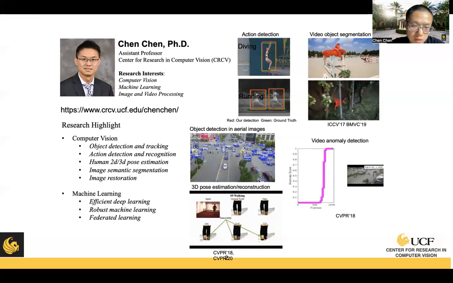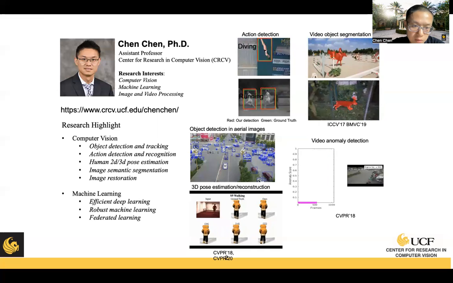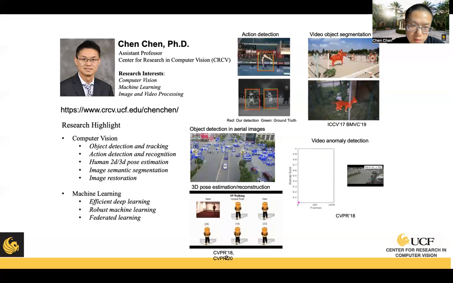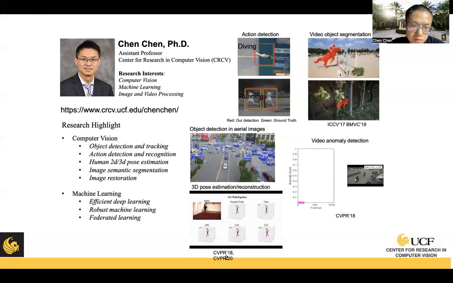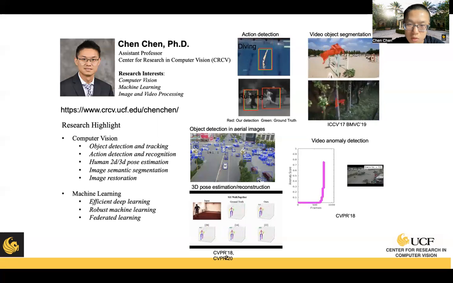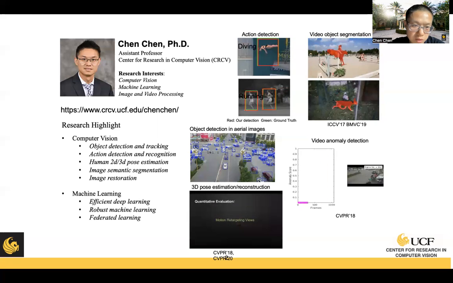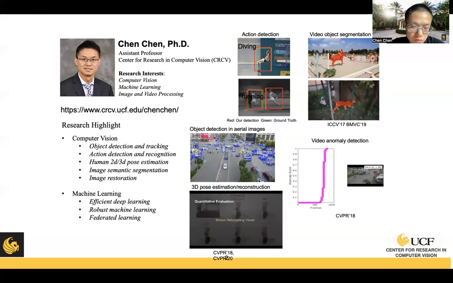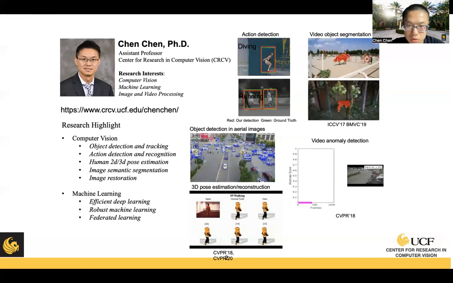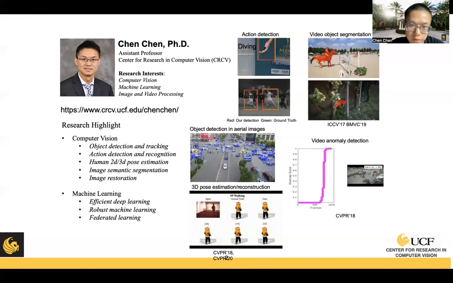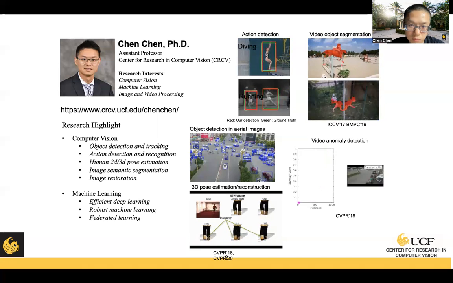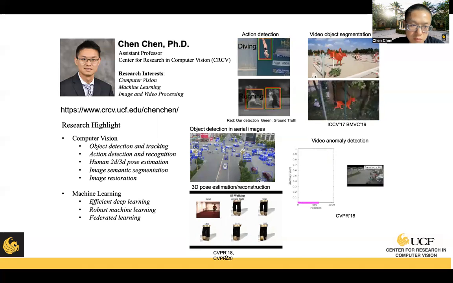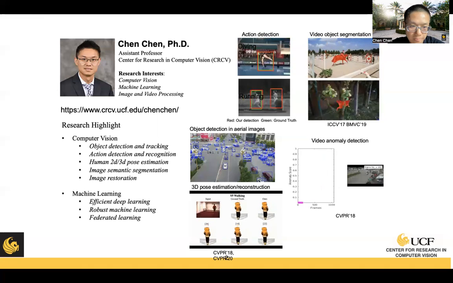And also image semantic segmentation, that is, you want to assign a label to each pixel in the image. This has been used a lot in autonomous driving and medical applications. And image restoration, so it can be image denoising, image deblurring. When you take a photo, there may be some noise or blurry artifacts in the image. We want to restore the image.